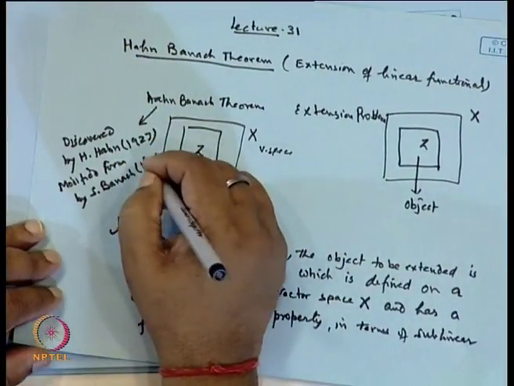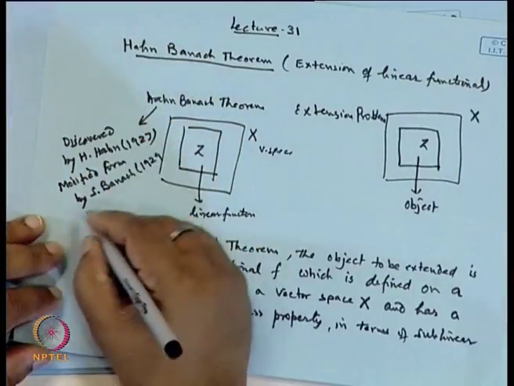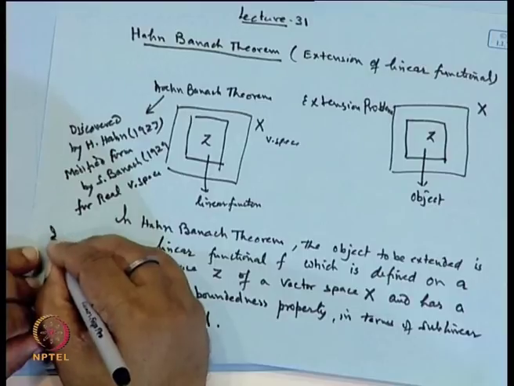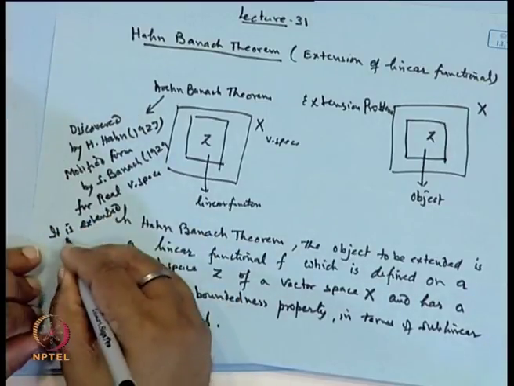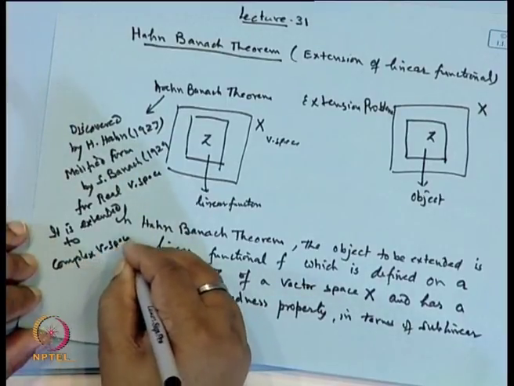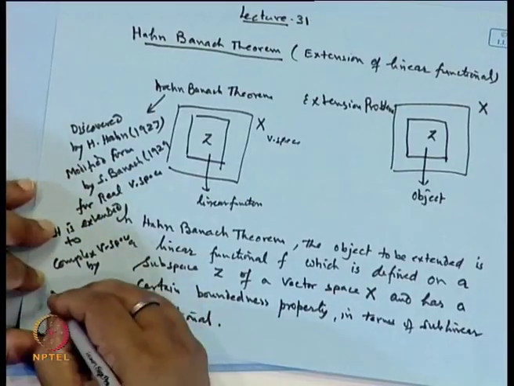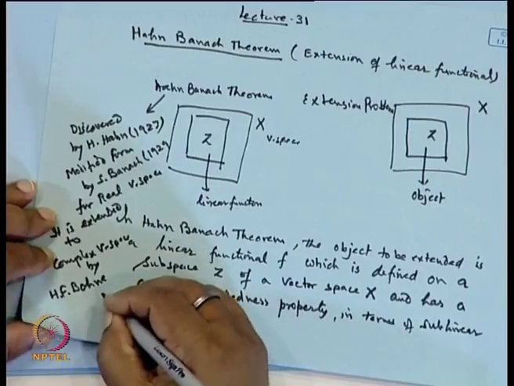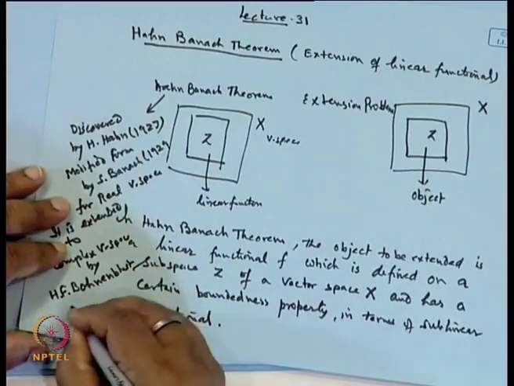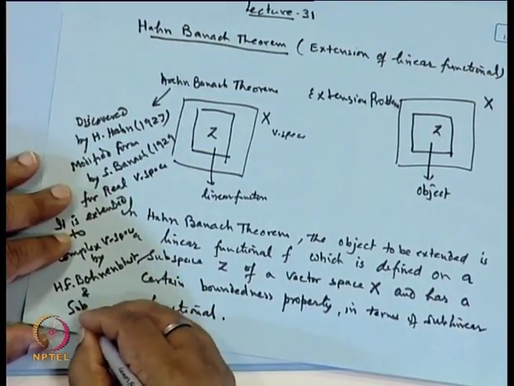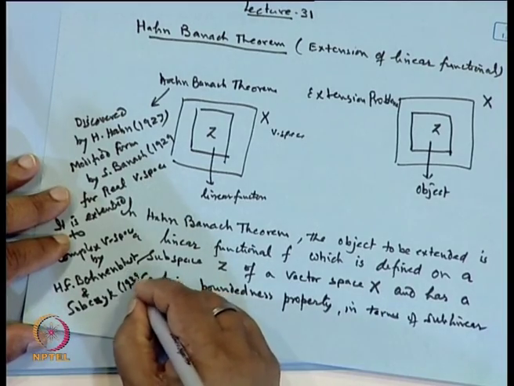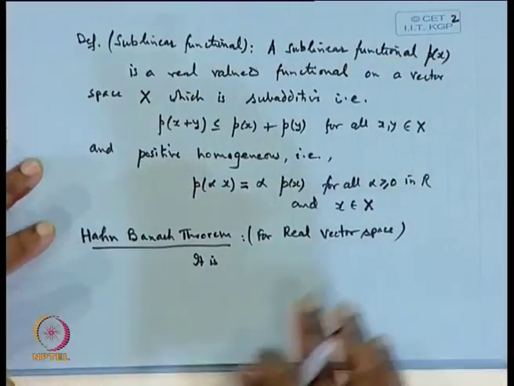This Hahn-Banach theorem was discovered for real vector spaces, and later on it was extended to complex vector spaces by H. F. Bohnenblust and A. Sobczyk in 1938. So, we will discuss this Hahn-Banach theorem first for the real vector space, which was discovered by Hahn and Banach. That is why it is called the Hahn-Banach theorem.